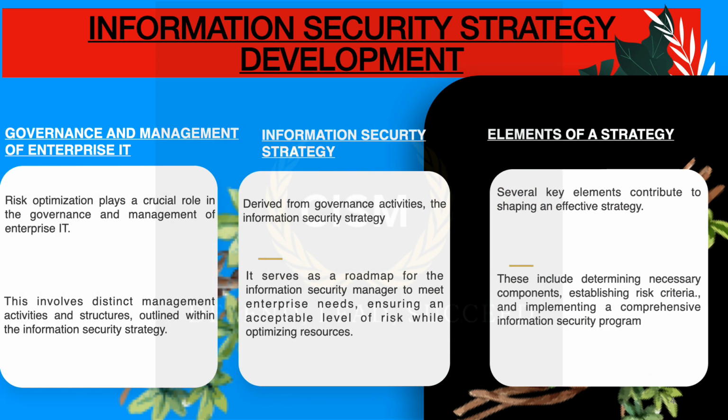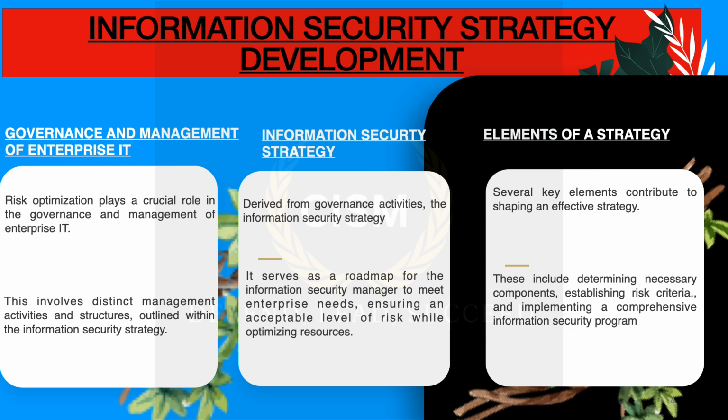Understood? Next, it states about the elements of strategy. Friends, several key elements contribute to shaping an effective strategy. This includes determining necessary components, establishing risk criteria, and implementing a comprehensive information security program. Friends, crafting an effective strategy involves essential elements. This encompasses identifying necessary components, setting clear risk criteria, and executing a comprehensive information security program.